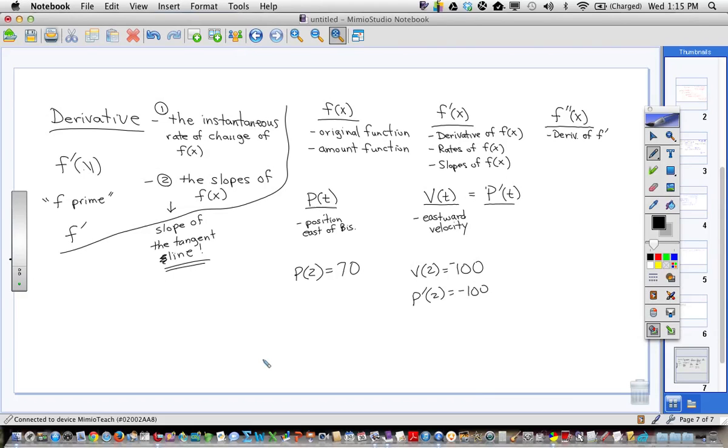So you'll hear terms like first derivative and second derivative. So f prime is the first derivative of f. F double prime is the first derivative of f prime. But f double prime is the second derivative of f. Okay? Yes? What's the practical application for?